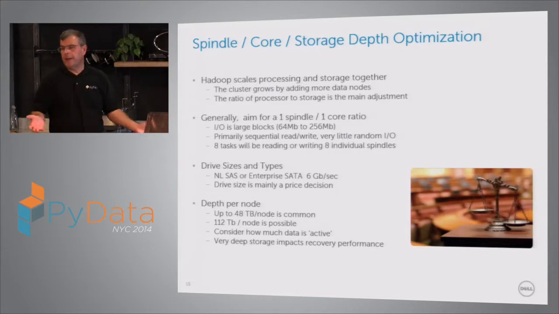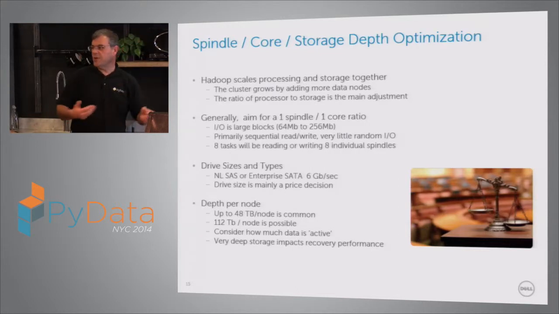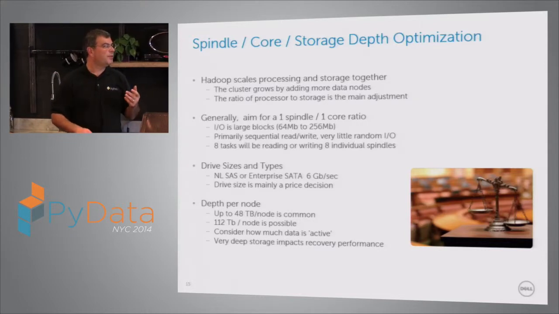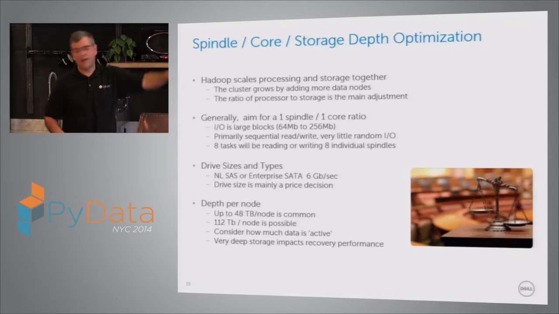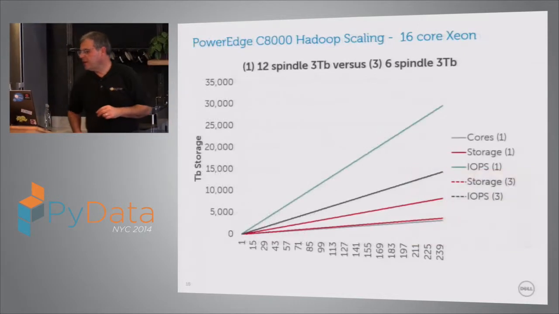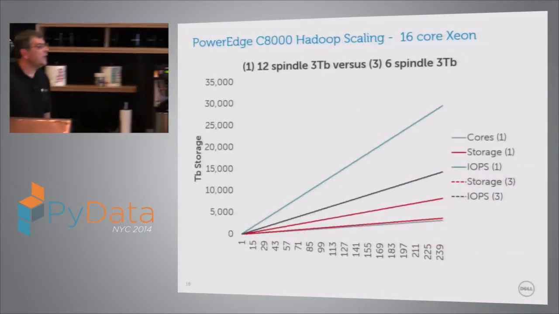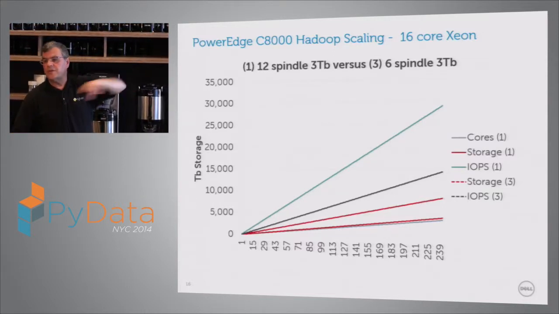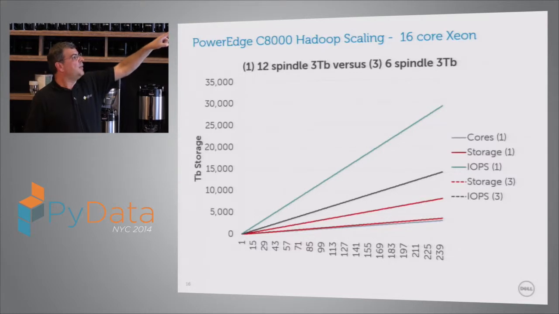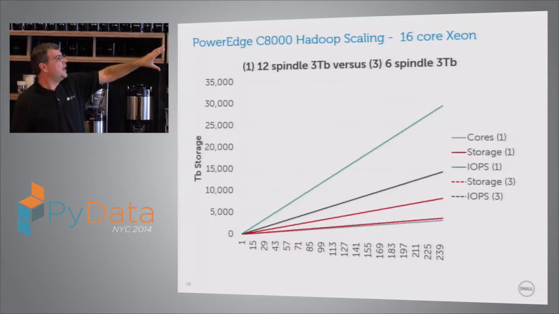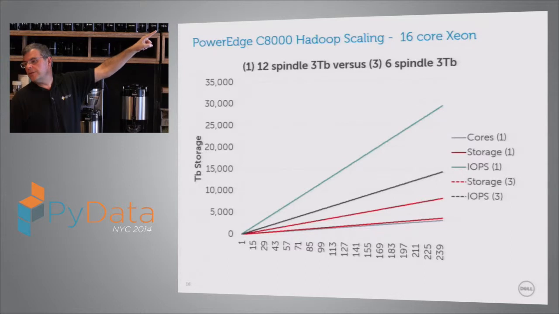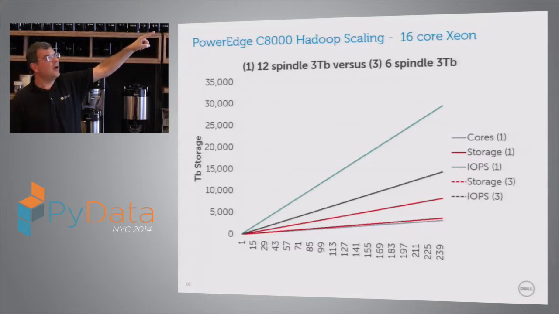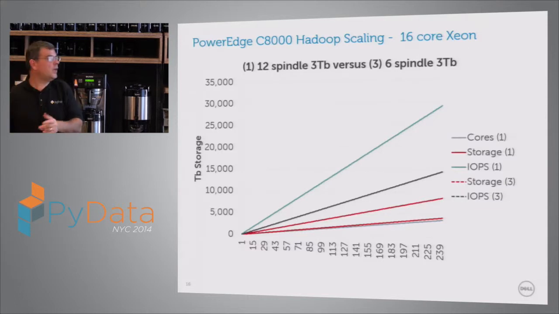Trade-offs here. I'm trying to cover a lot of things at once, but a lot of what we're juggling is the spindle, core, storage, depth optimization. The slide has all the details here. Here's what it looks like in practice. If I were to take a cluster, and I'm comparing, this is a model called the C8000, which lets us do very deep storage. I'm comparing a setup that's using 12 spindle disks with 3 terabyte drives versus 6 spindles and 3 terabytes. So I've put more spindles in each machine.